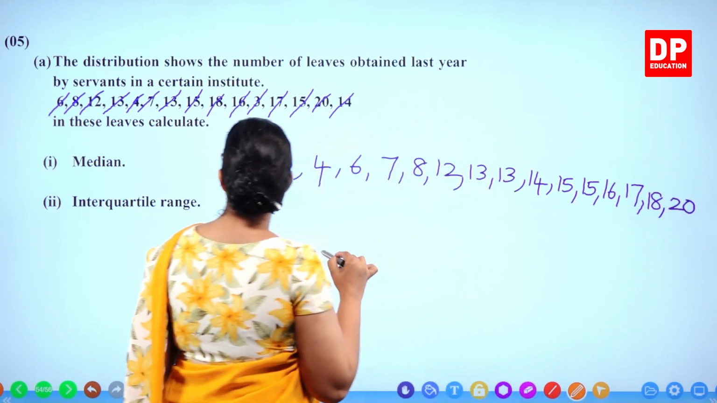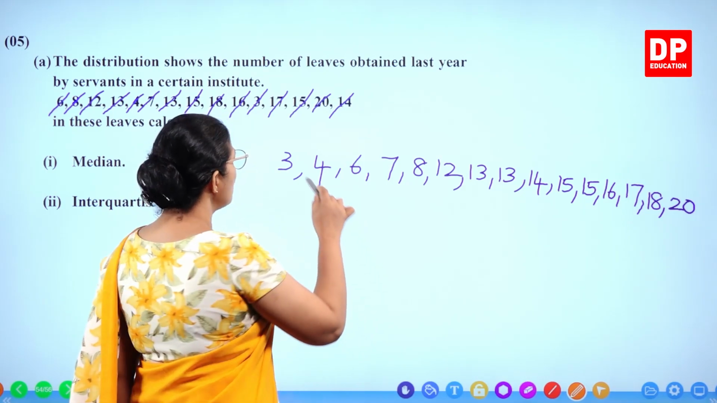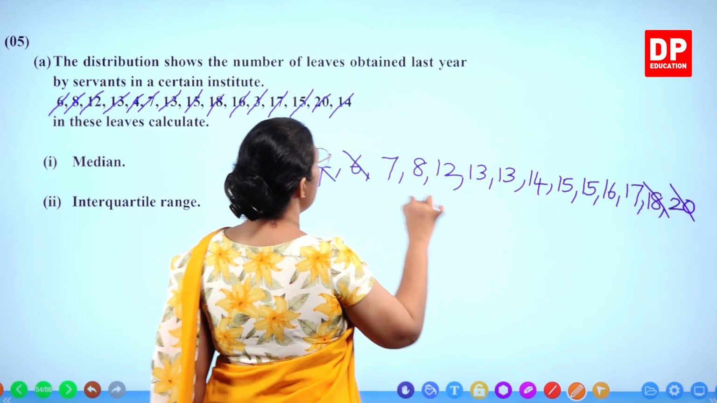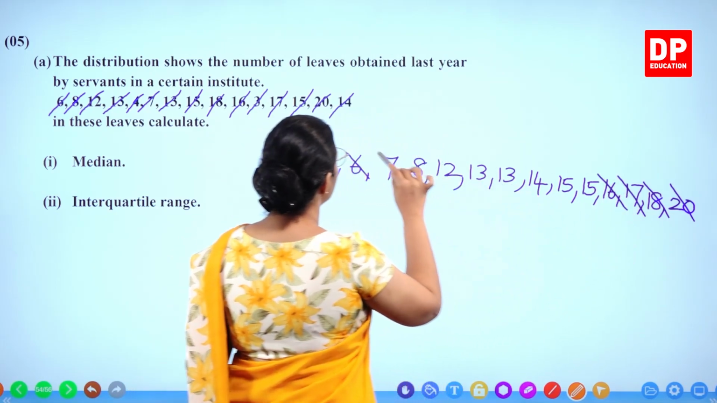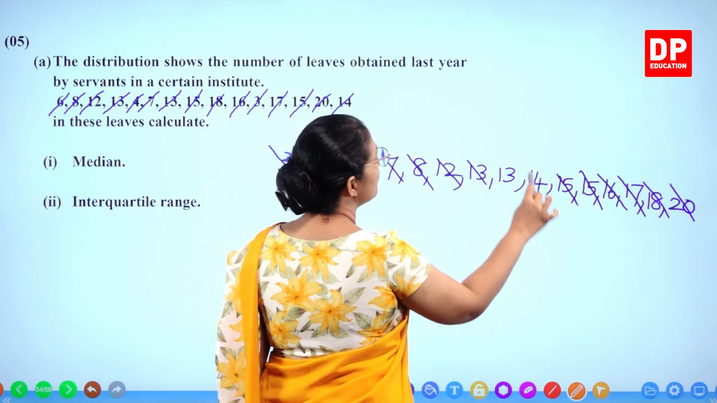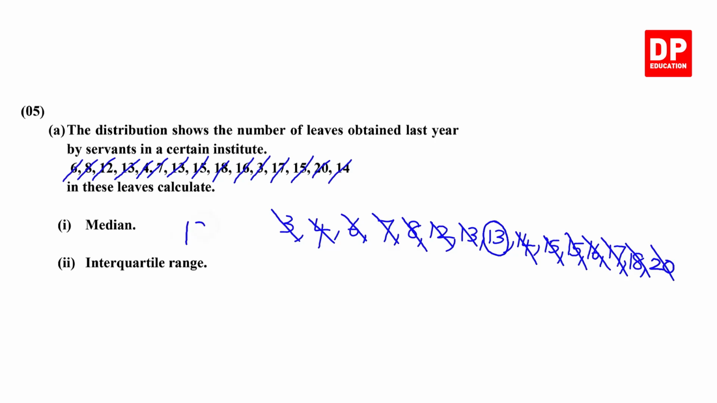Then how do you find the median? You can cross it out. That's the easiest way to do it. So you can cross out from the corners to get the middle number. So 13 is the median.